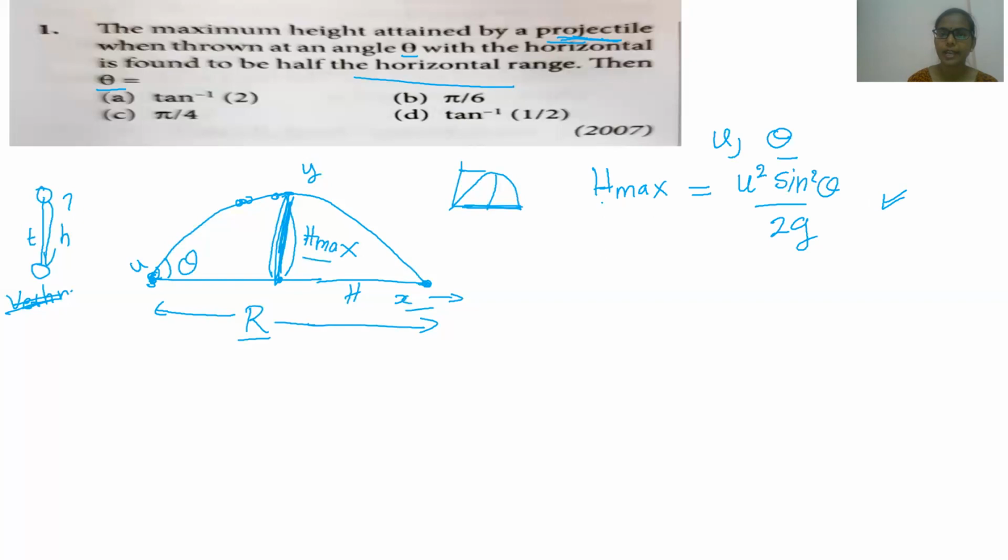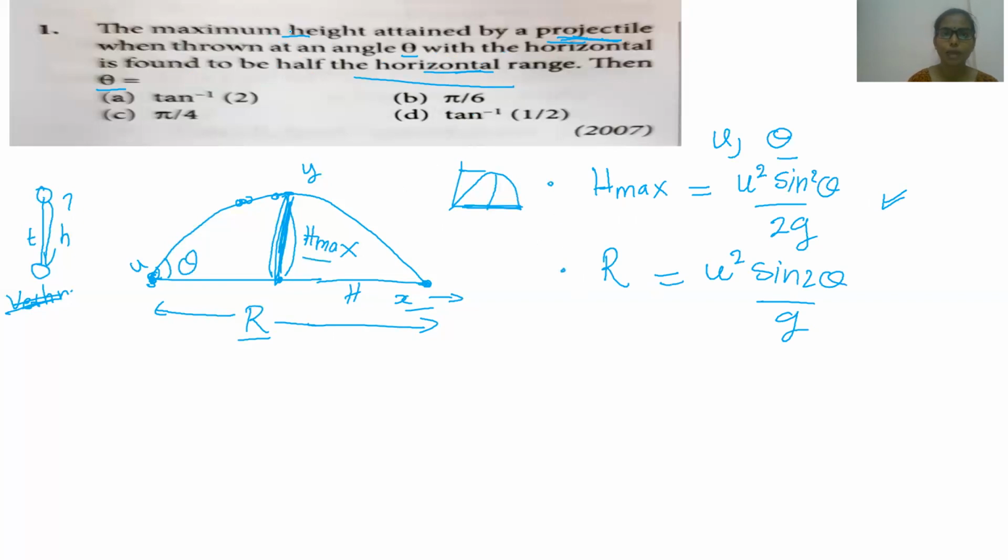Wait and see. Next one, how to define the range. Range means horizontal range, because they asked the relation between horizontal range and the maximum height, so we require horizontal range also. That is given by U square sine 2 theta by G. This is the horizontal range. Clear, children? These are the two formulas which are required.